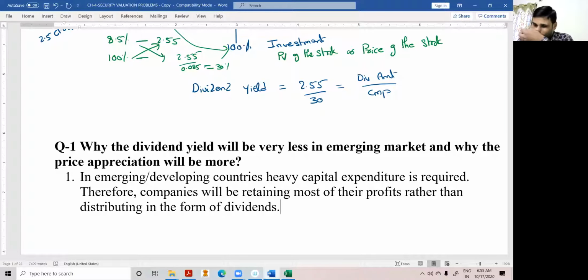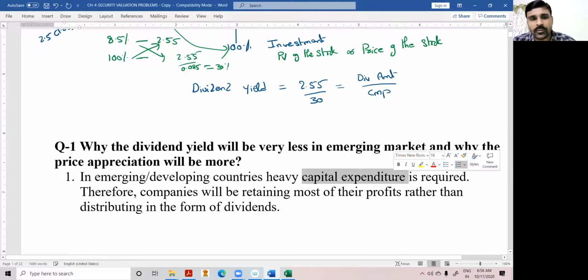And too much debt is risky. Therefore, for capital expenditure, the first priority is to use our retained earnings. So most of the profits will be retained. Companies will be retaining most of their profits rather than distributing them in the form of dividends.